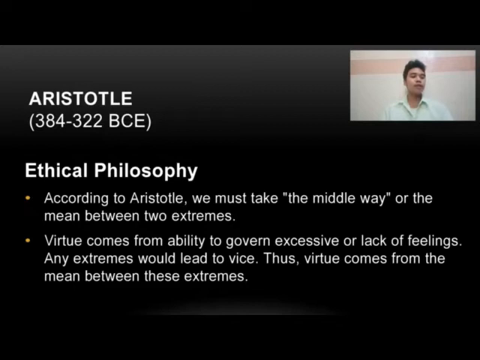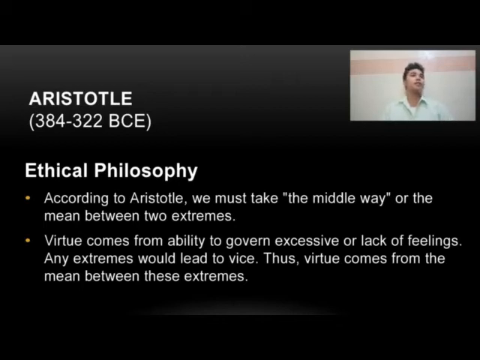So next is Aristotle. According to Aristotle, we must take the middle way, or the mean, between two extremes. Virtue comes from the ability to govern excessive or lacking feelings. Any extremes would lead to vice, thus virtue comes from the mean between these extremes. Aristotle is also a student of Plato. So Socrates, Plato, Aristotle.